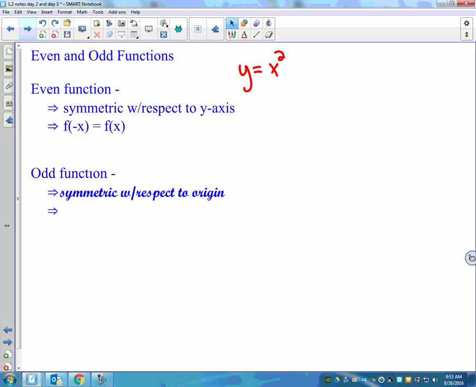So remember, the origin is when it flips from quadrant 1 down to quadrant 3. So that's when both of them change sign. That means if you plug in a negative x, the whole function becomes negative. So we say f of negative x equals negative f of x. What do you think a good example of an odd function is?